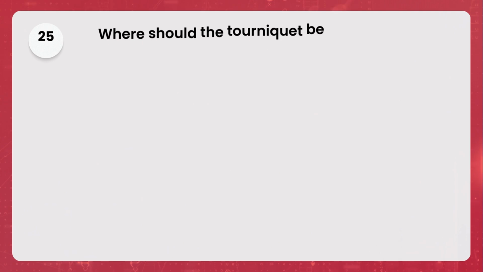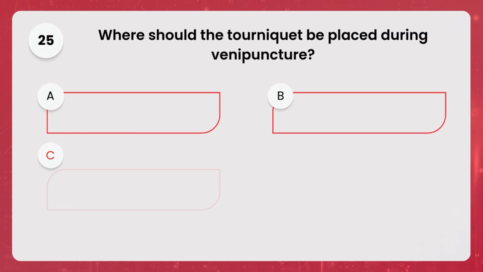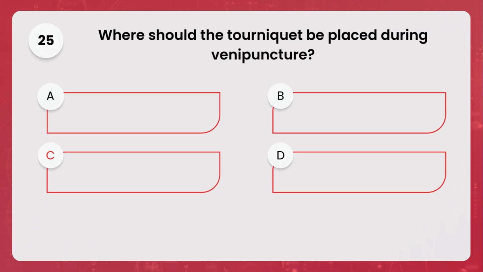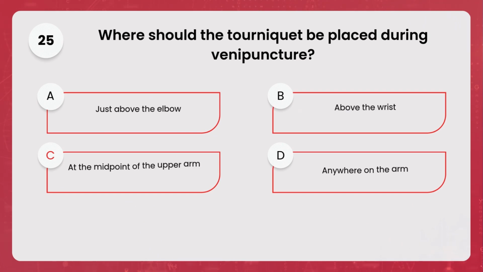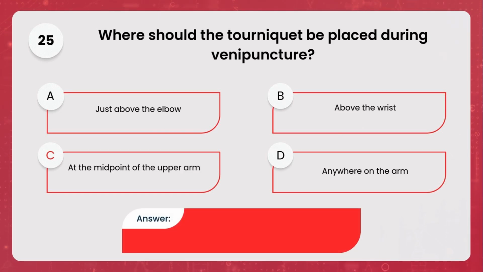Number 25. Where should the tourniquet be placed during venipuncture? A, just above the elbow. B, above the wrist. C, at the midpoint of the upper arm. Or D, anywhere on the arm? The answer is A, just above the elbow.